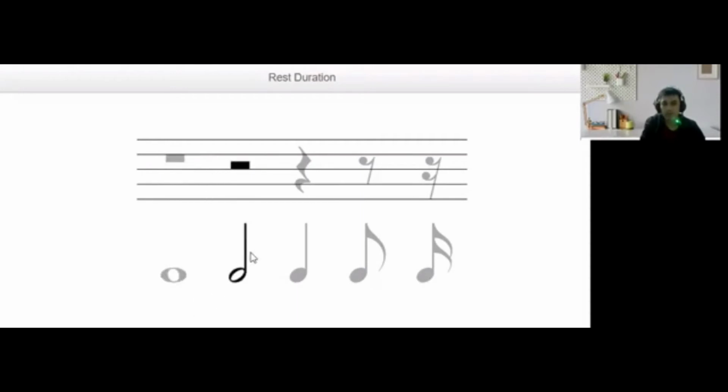A half rest is drawn in an ascending way from the middle line of the staff. The half rest occupies the same amount of time as one half note. It has two beats. So again, the half rest is drawn in an ascending way from the middle of the staff line.